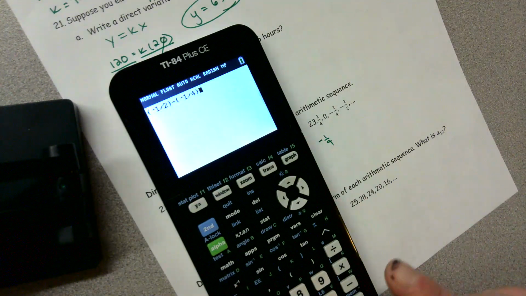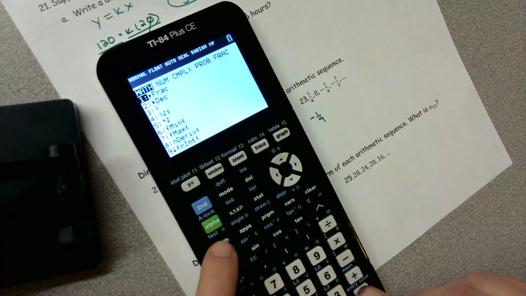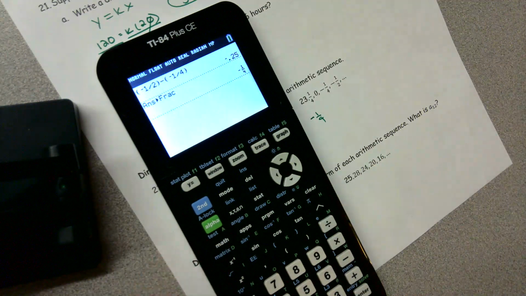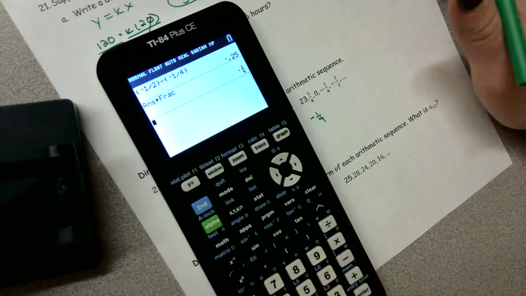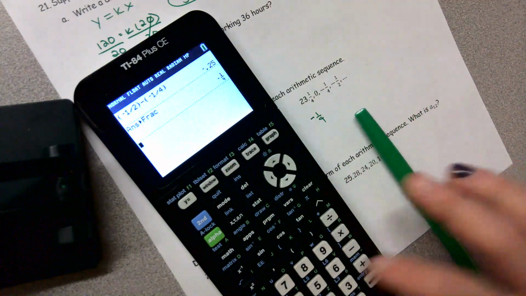So this is what I would do. I would say negative 1 divided by 2 minus negative 1 divided by 4, and then you get 0.25, but you hit the math button, fraction, enter. And that's negative 1. Oh, I'm sorry. How's that negative 1/4? You're removing a fourth again. Let me check this out. I see what I did. I subtracted a negative 1/4, but that'd be like adding, so that's not what I meant to do.